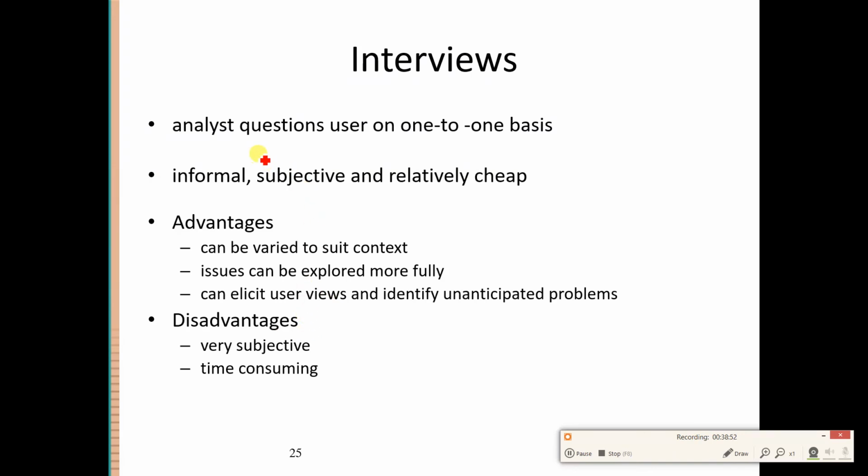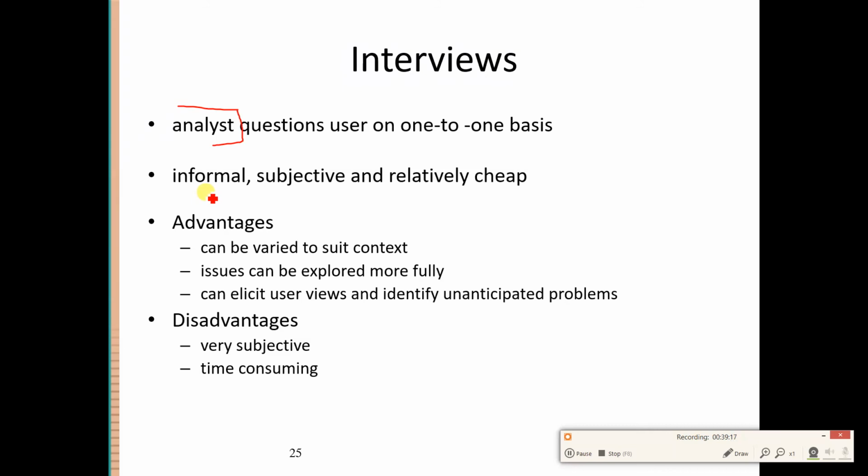Interviews: the analyst questions the user on a one-to-one basis. The person who is doing the evaluation we call the analyst. He asks the user questions on a one-to-one basis. He goes to a single person and asks anything about the system, how the user is using the system, and what difficulty he is facing. So anything can be asked.